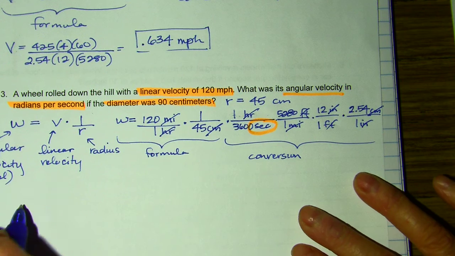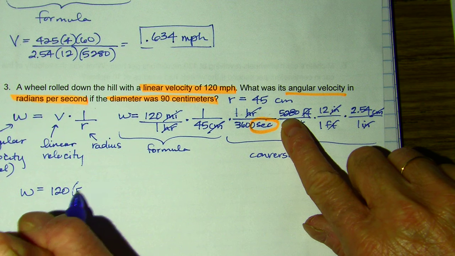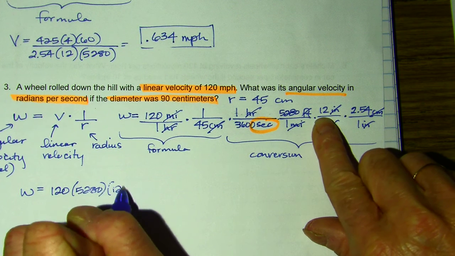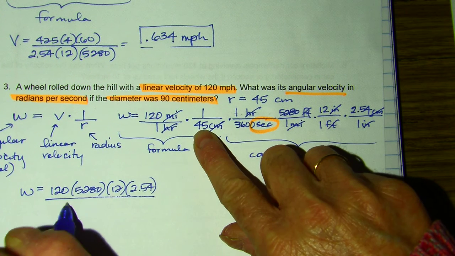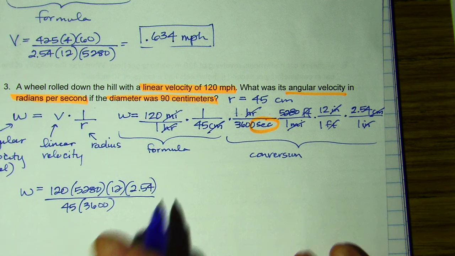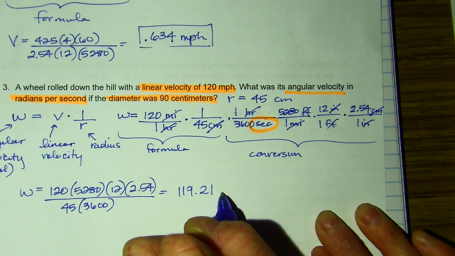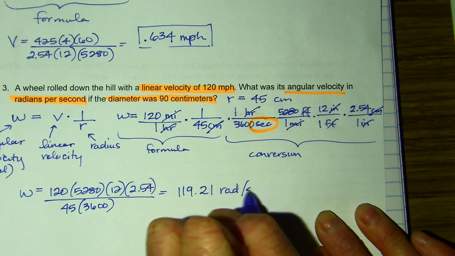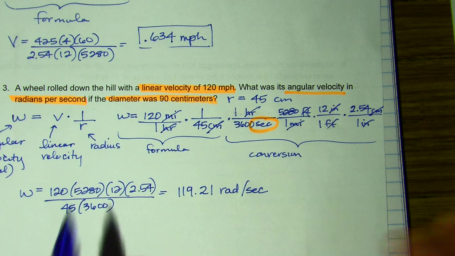So my angular velocity is 120, that's what's on top, times 5,280 times 12 times 2.54 divided by 45 times 3,600. So that's what I have left. So I'm left with 119.21 radians per second. So this is how fast that my wheels are spinning per second. Kind of crazy.